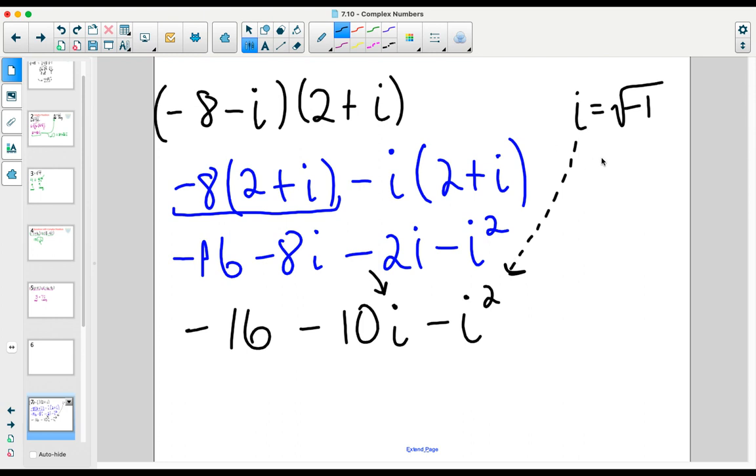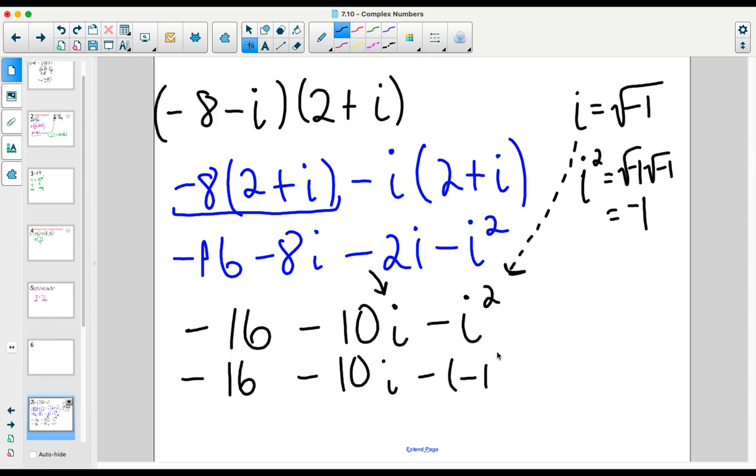Because if i is equal to the square root of negative 1, then i squared is 2 of those factors, which gives me that i squared must equal negative 1. Because i is one of those square root of negative 1 factors, i squared is 2 of them. Square root of negative 1 times the square root of negative 1 is going to be negative 1, which is going to change this last line to negative 16 minus 10i minus negative 1. Simplifying the negative 16 and the minus negative 1 gives me negative 15 minus 10i.